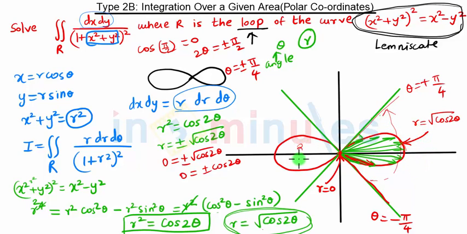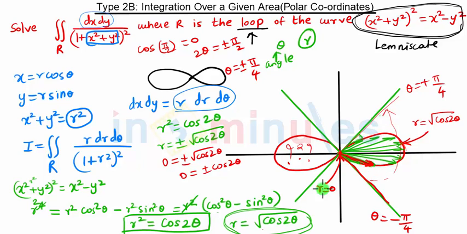Why are we not considering this other loop? Because in the question it is given that we have to consider only one loop, where r is the loop of the curve. It is not said that r is the curve. If it were said that r is the area covered by the curve, then we would have to consider both areas. But here it is mentioned r is the loop of the curve, so we will consider only one loop, and one strip in this radial fashion. We rotate this strip from θ equal to −π/4 to π/4, so we cover this entire loop.